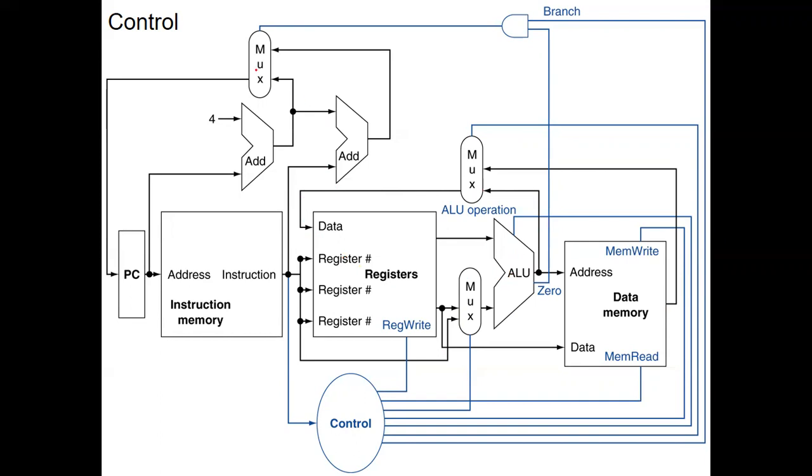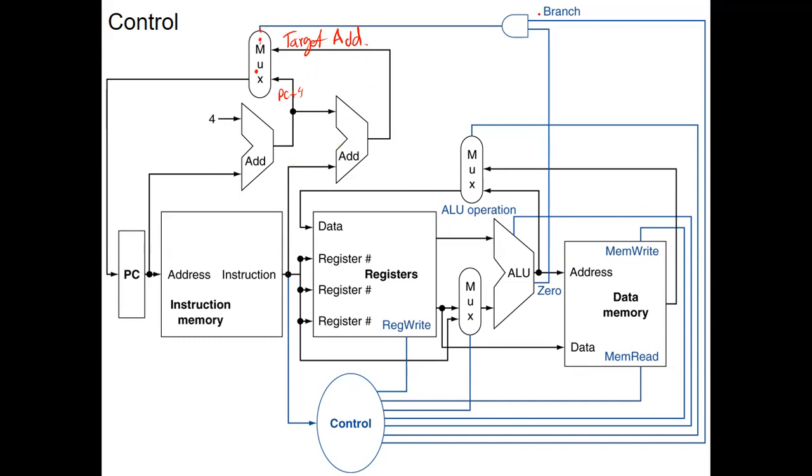For this multiplexer, it tells you, should you get PC plus 4, which is the next instruction, or should you get the target address of the branch? And the target address is going to be PC plus 4 added with the label that comes from the branch instruction.